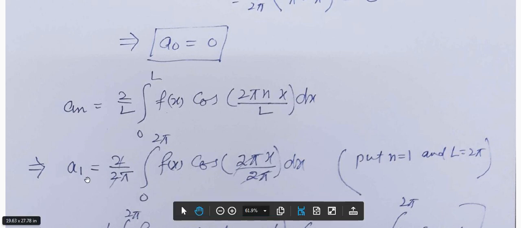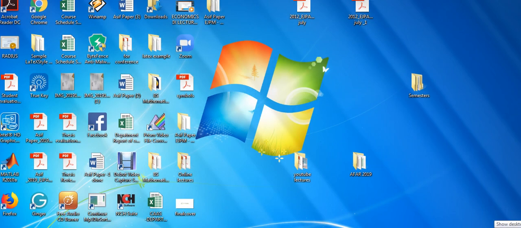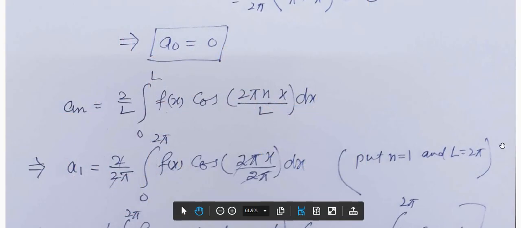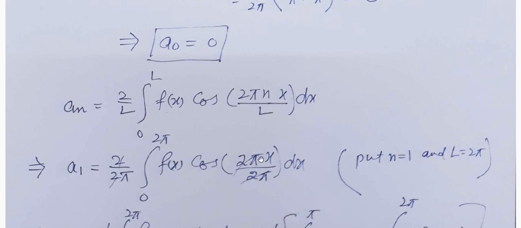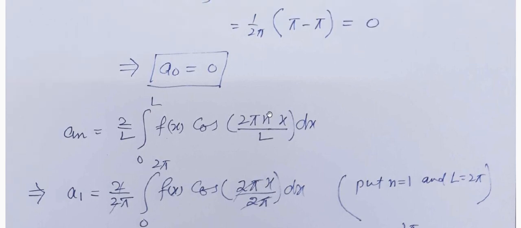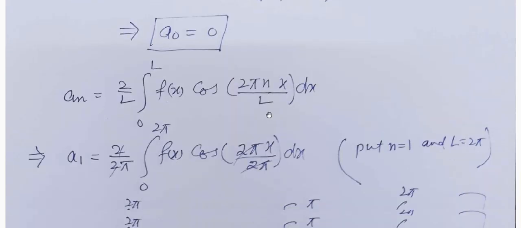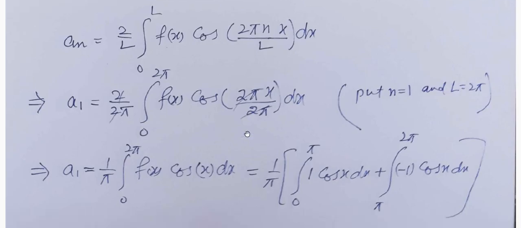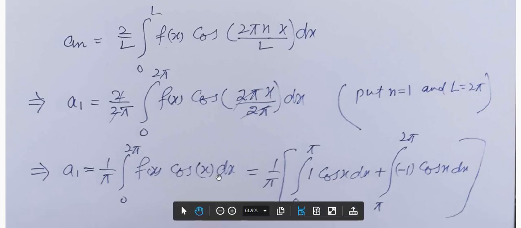So if you replace n with 1 and take L as 2 pi and simplify, this will be 2 over 2 pi. So this will be 0 to 2 pi f of x cosine of 2 pi x over 2 pi dx. And why? Because 2 pi n is 1. So that is why we have written 1 here. You can see 1, and your L is 2 pi. So you simplify this, and it will be f of x cosine x dx.